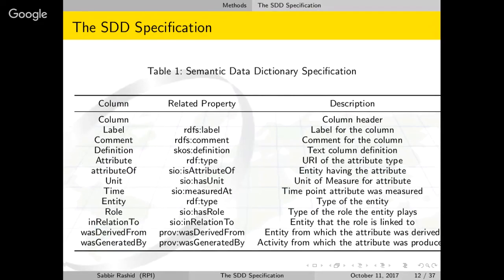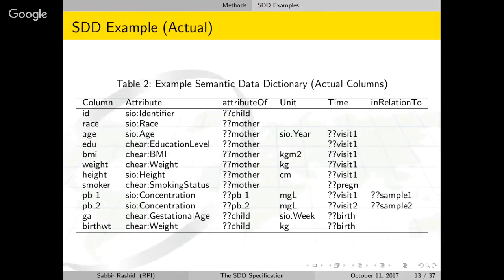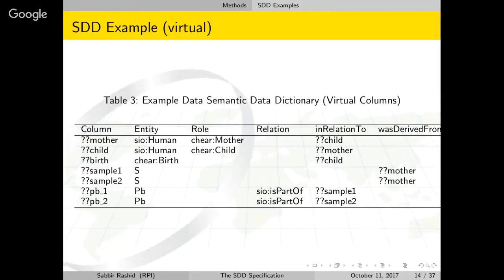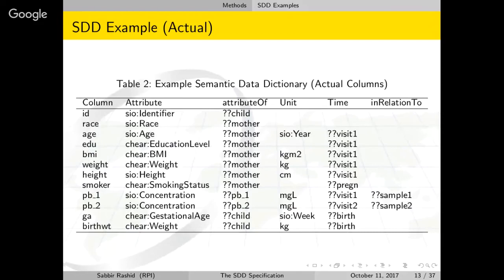These are the columns in the semantic data dictionary specification, and the actual columns. I only included a few of those columns, and for the virtual columns, I included another few of those columns, but they are both part of the same table, and not all the columns have to be filled in for an actual entry or a virtual entry.